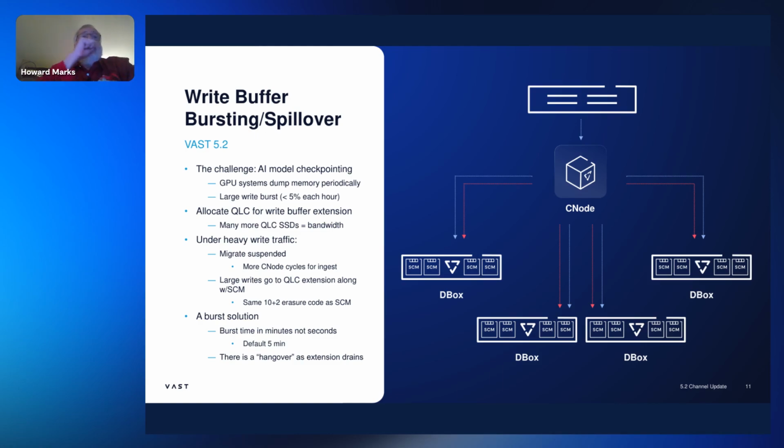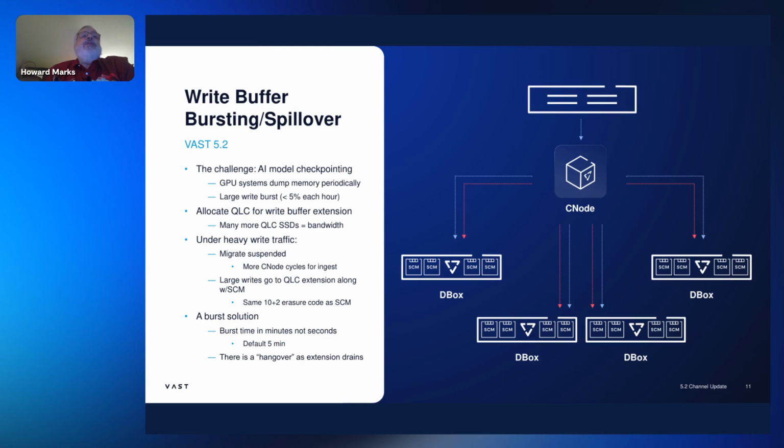When you set up the system, you declare how big you want the QLC write buffer to be, and size that to be appropriate to the dump that's going to happen. So the default, if you enable this feature, is that the write buffer in QLC will be big enough to hold 5 minutes of writes at the new maximum performance. That's twice as fast as when we didn't have the QLC spillover feature.